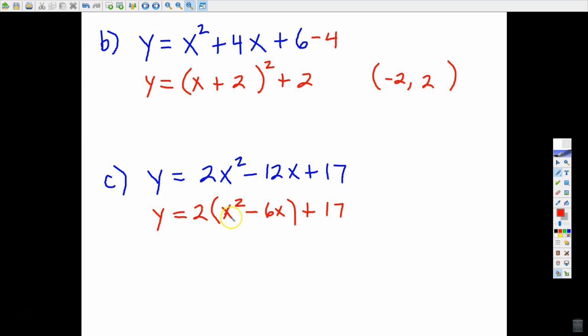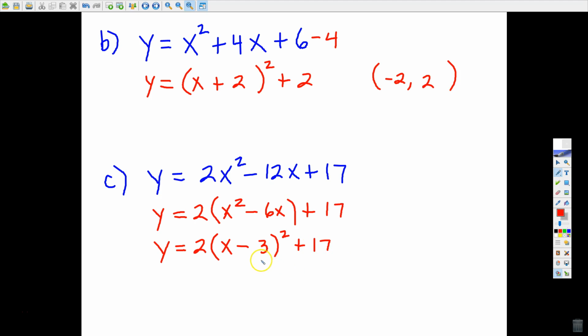Okay, now I'm going to complete the square on x, sort of like we did before. The square root of x squared, bring down the sign. 6 divided by 2 is 3, quantity squared. Okay, and I'll just bring down the plus 17.